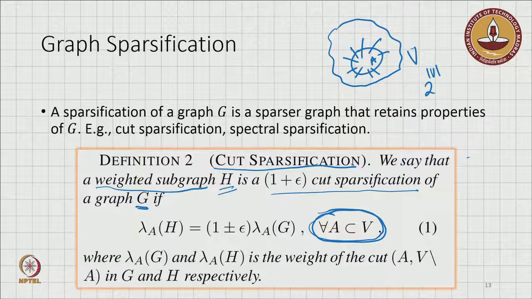The lambda A of H is the weight of the cut between A and V minus A in H. So remember, now we are actually talking about 2 graphs, the original graph G, and the subgraph H. So when you specify a cut in either one of these graphs, there is an induced weight of the cut. So let's look at that.